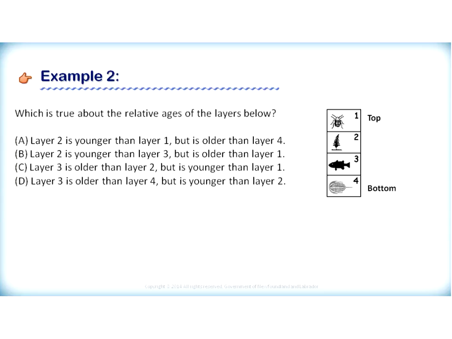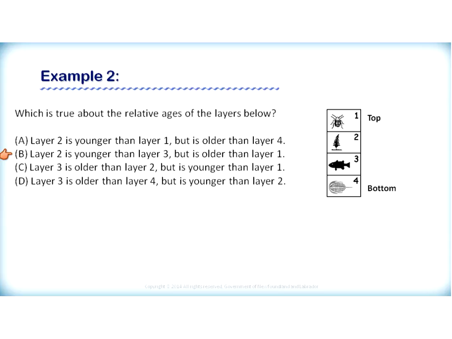Example number 2 states, which is true about the relative ages of the layers below? Choice A states that layer 2 is younger than layer 1, but older than layer 4. So if we go to the diagram, layer 2 says it's younger than layer 1. But according to the law of superposition, layer 2, which is located below layer 1, must be older. So choice A is incorrect.